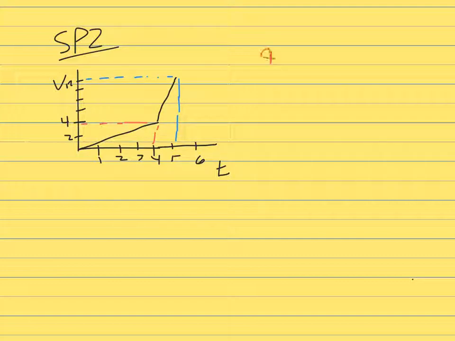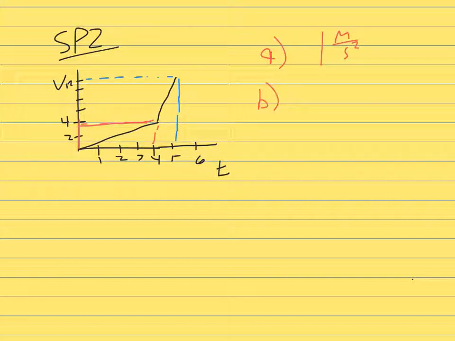Part A is asking what the acceleration is. This is a velocity time graph. So it's asking the acceleration from 0 to 4 seconds. Acceleration on a velocity time graph is the slope. We see that it is going up 4 meters per second. It's going over 4 seconds. So the slope of that graph during that spot is going to be 4 meters per second divided by 4 seconds, which is 1 meter per second squared.